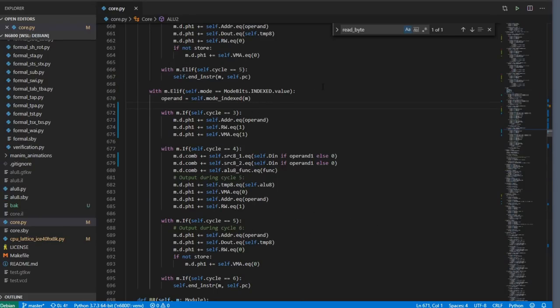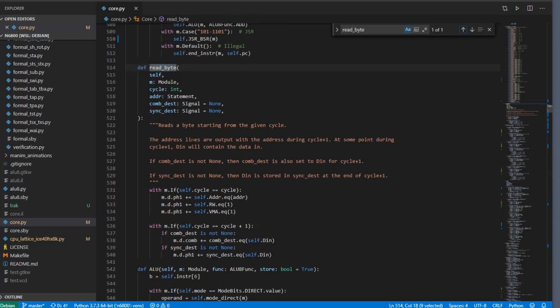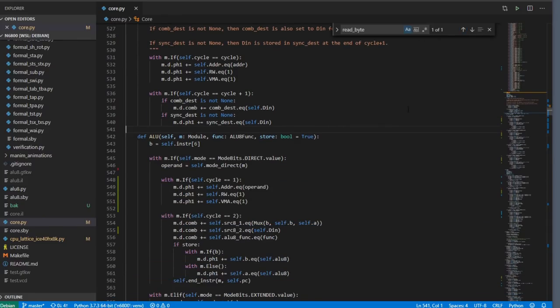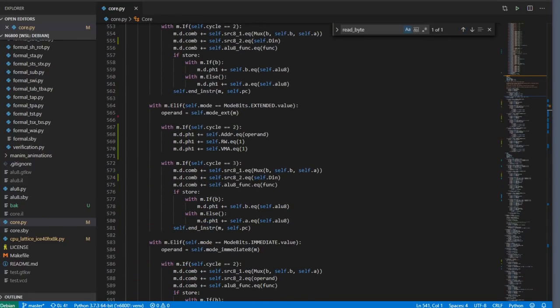Okay, so I have replaced all uses of read byte with their equivalents. And as you can see, there's only one usage left, which is the actual function itself. So I can just get rid of that if I needed to. But what I want to do is run the synthesis and see how many LUTs I've saved or not saved by doing that.